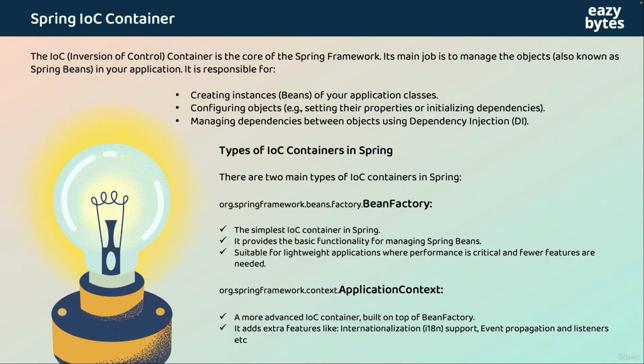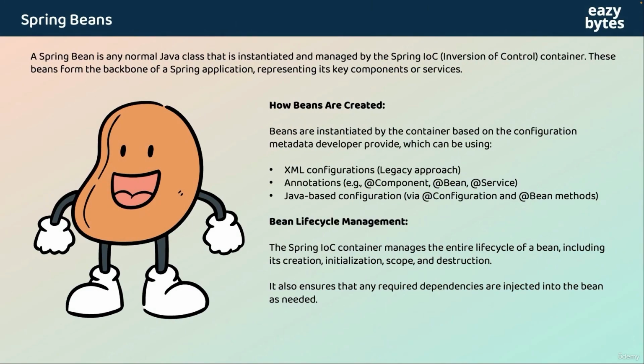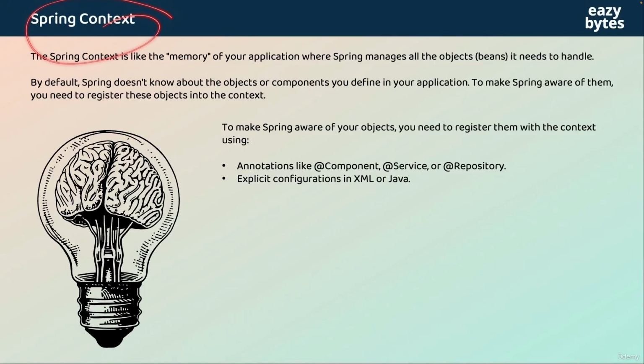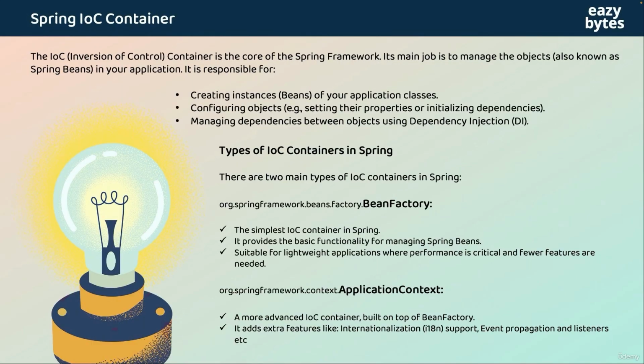The main job of the Spring IoC container is to manage the objects, also known as Spring beans, by creating them, initializing their dependencies, and injecting the dependencies using dependency injection. When we were discussing Spring beans, I said all these beans are going to be created by the Spring IoC container. That is what we are discussing right now. So Spring IoC container is a component which is responsible to initialize the Spring context, which is a memory location to store the bean details. Once the context is initialized, all the beans are going to be created based upon the developer configurations.